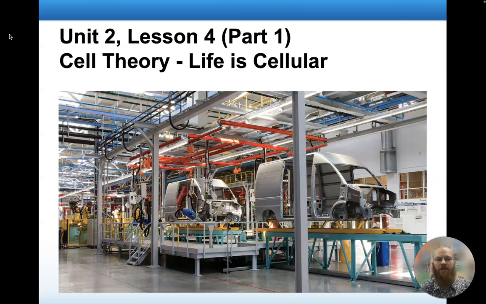This is where we're going to discuss a little bit of the background before we start discussing cells. So we're going to be discussing cell theory and the fact that life is cellular.